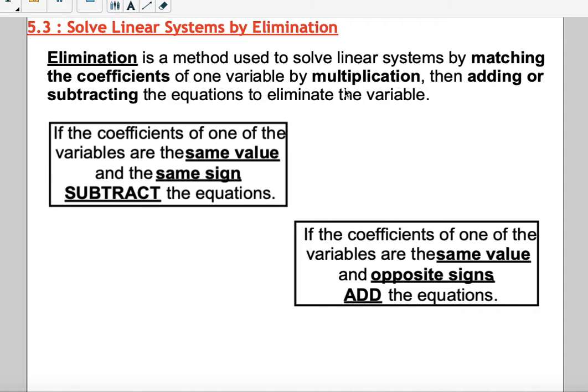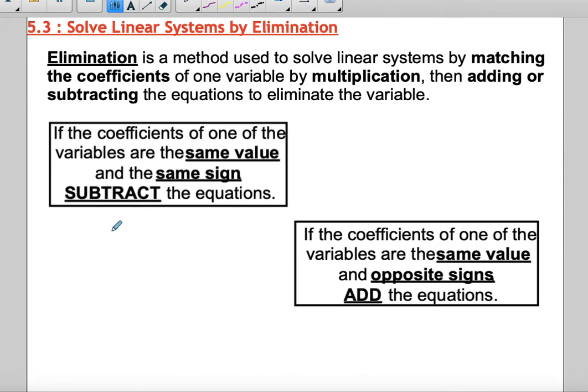If they don't match, that's when you need to do multiplication. So today's lesson is just going to look at when they do match. The next lesson will look at when they don't match. So in this first box here, it says, if the coefficients of one of the variables are the same value and the same sign, subtract the equation.